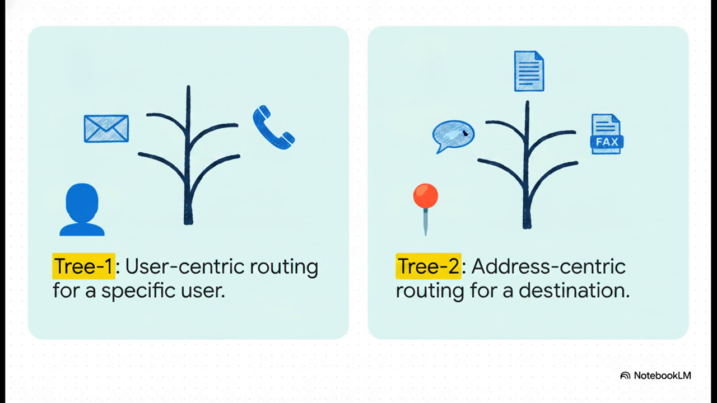The environment can actually juggle multiple active trees all at the exact same time. Take a look at tree 1. This one is totally user-centric. It organizes and pulls all of user 1's emails and phone calls into a single dedicated hierarchy. But concurrently, you've got tree 2, which is address-centric. It might just be listening for any SMS or fax sent to one specific phone number, completely regardless of who the user is. It perfectly separates the logic and lets you build a highly customized communication flow.